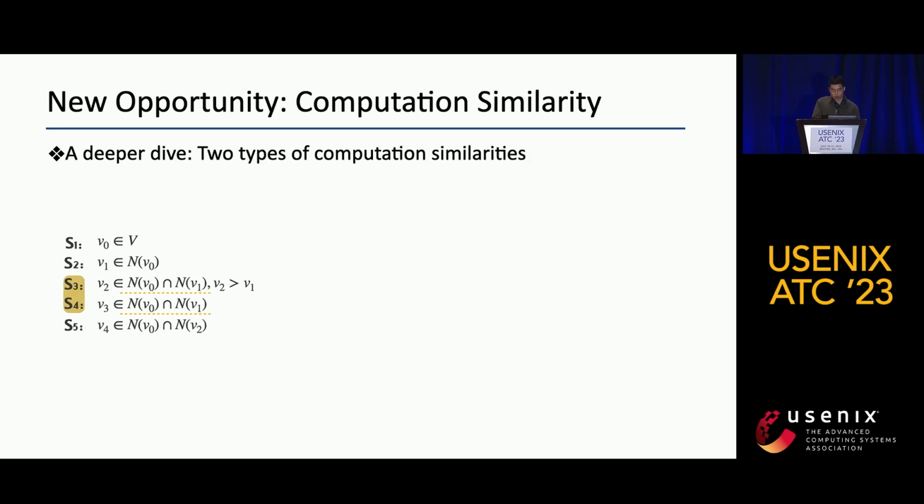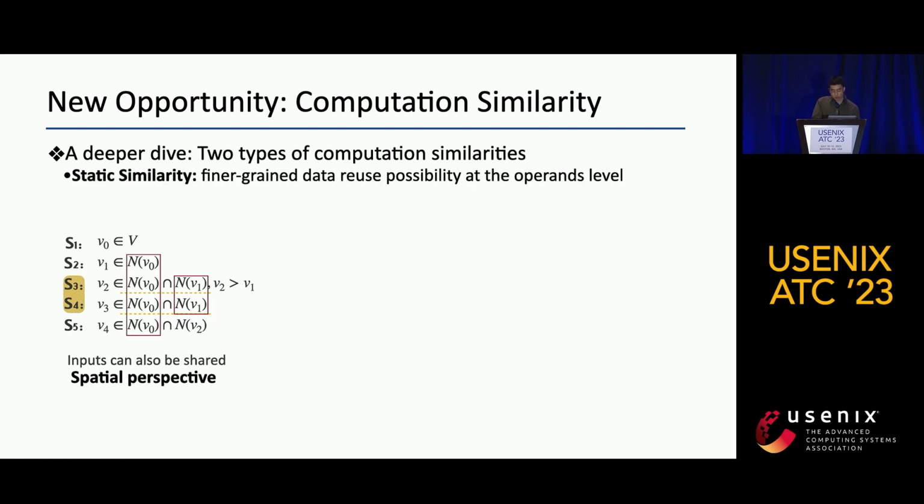Luckily, instead of structural equality, we take a deep dive into the operands level of the set formula and observe two types of computation similarities. The first one is the static similarity. Multiple operands of a set formula might be shared. Rather than just reusing the output results, we can make use of the similarity of inputs as well.